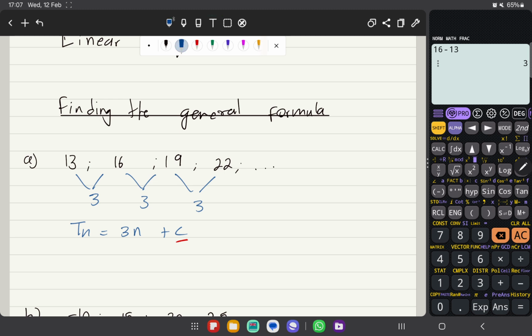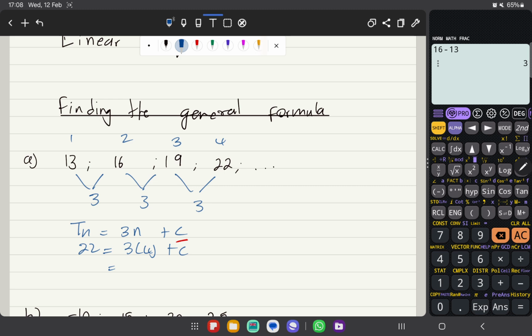You can take, believe me, any term number with its corresponding term value, any of them. There's no rule that says use the first, use the second. It's your choice. Just to show my freedom here, I'm going to use term number 4. So I'm going to have 3 times 4 plus c, and then what is the term value corresponding to term number 4? It's 22 right here. This is term 1, term 2, term 3, term 4. The term value corresponding to term number 4 is 22.